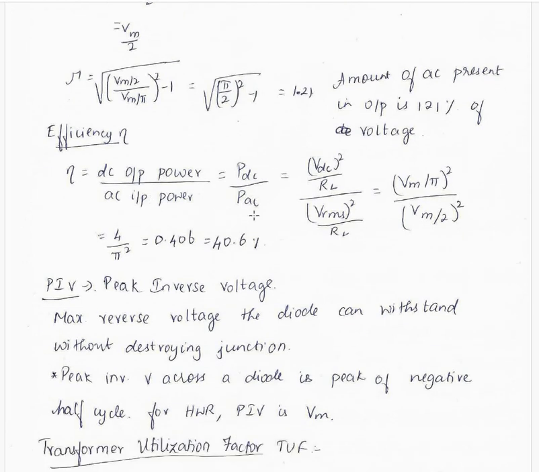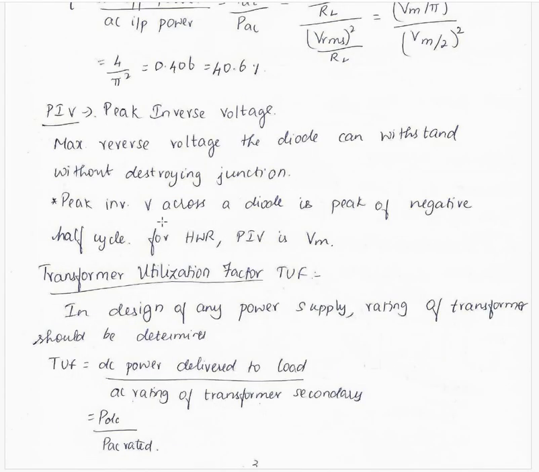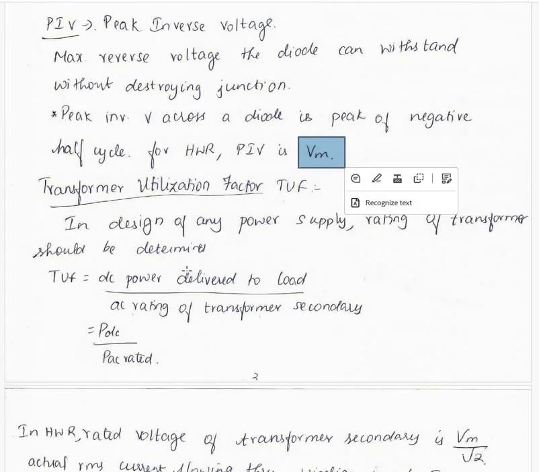Efficiency is PDC by PAC. It is 40.6% for the half wave rectifier. PIV is peak inverse voltage, the maximum reverse voltage the diode can withstand without destroying the junction. It's Vm for the half wave rectifier.